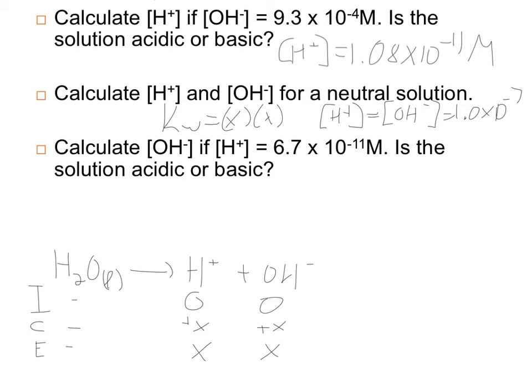All right. Then the last one we can just plug in as well. Calculate the hydroxide if the hydrogen is 6.7 times 10 to the negative 11th. So the hydroxide then, we plug that into the Kw expression. We get 1.49 times 10 to the negative 4th.